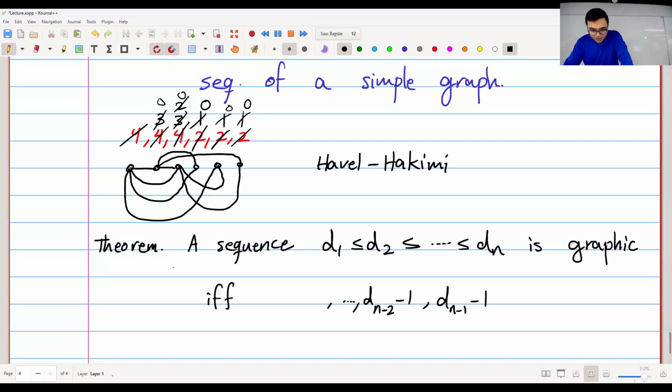Up until Dn minus Dn, right? And before that, I will have the same degrees. So D1, D2, so on. So the last Dn numbers are decreased by 1. Every other number remains the same. If this sequence is graphic, then my original sequence is also graphic. And by the way, in my original sequence, I'm saying that these are written in a sorted order, but here I'm not saying that because when I do the minus 1, maybe then I have to sort them again. Right. Okay.